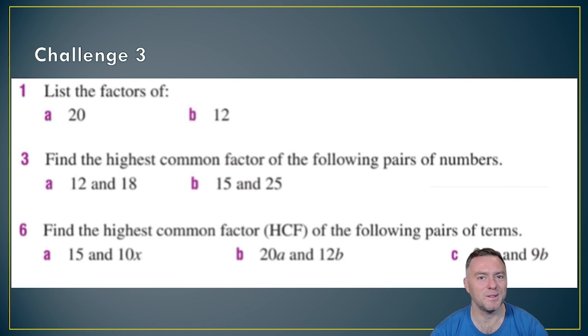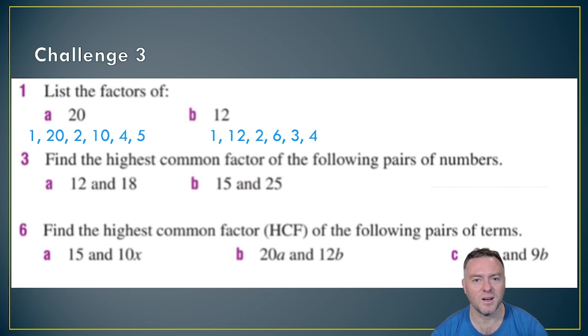So with this one here, I'll list the factors of 20 and 12. So factors of 20, 1, 20, 2, 10, 4, and 5. Factors of 12 is 1, 12, 2, 6, 3, and 4. So then the highest common factor of this one here, 12 and 18 would be 6. Then 15 and 25 would give you 5.